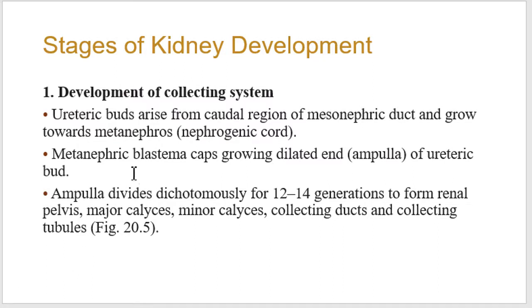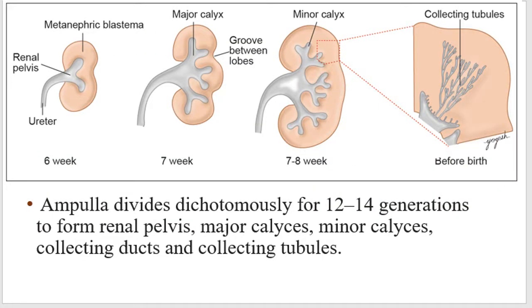This ureteric bud divides for 12 to 14 generations, and it forms the renal pelvis, major calyces, minor calyces, collecting duct and collecting tubules. The distal generations of the ureteric bud form the collecting tubules and collecting duct. Then it forms the minor calyces, major calyces and pelvis of the ureter.